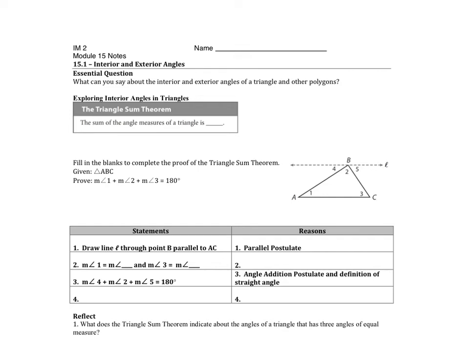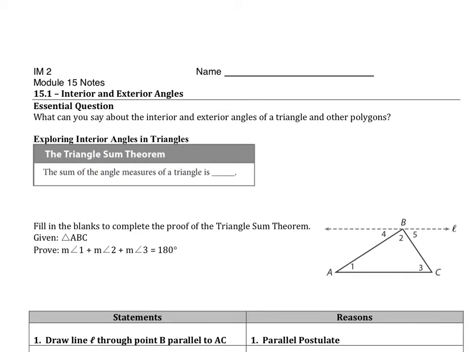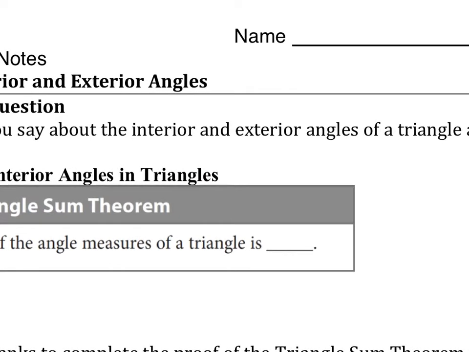So here are the notes for 15.1. Module 15, we start getting into some different properties of angles and triangles and other polygons that we'll talk about in just a little bit. But our essential question is, what can we say about the interior, right, the inside angles and the exterior angles? So your exterior being your outside angles, specifically of a triangle.